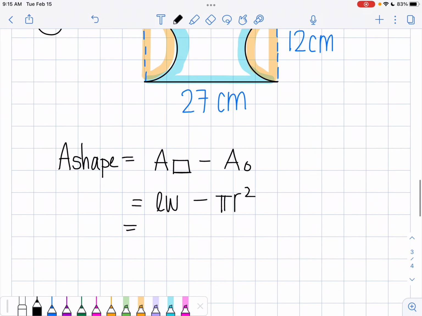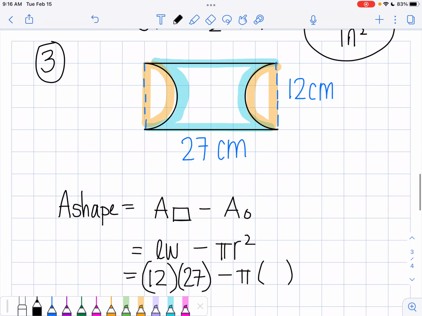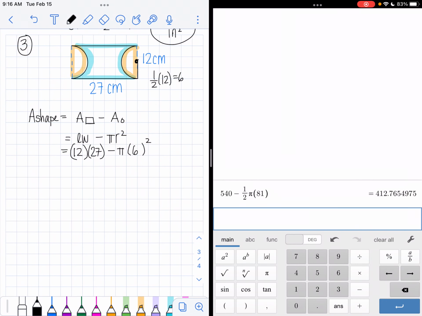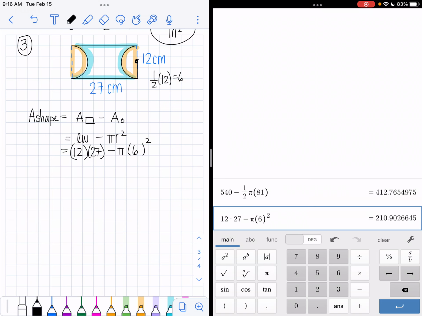The length and width of my rectangle here are 12 and 27 minus pi times my radius. Remember, my radius is half the diameter, or half of this here. Half of 12 is 6. So minus 6 squared. And then just to show you, you could just go ahead and plug this right in all the way on your Desmos calculator. So I could do 12 times 27 minus pi parentheses 6 squared. And just do it in one swoop. It's kind of the easiest way. I like to do it this way if I don't need any sort of intermediate or in-between calculations.